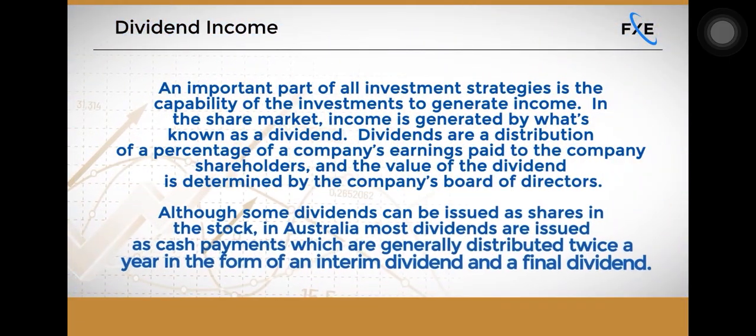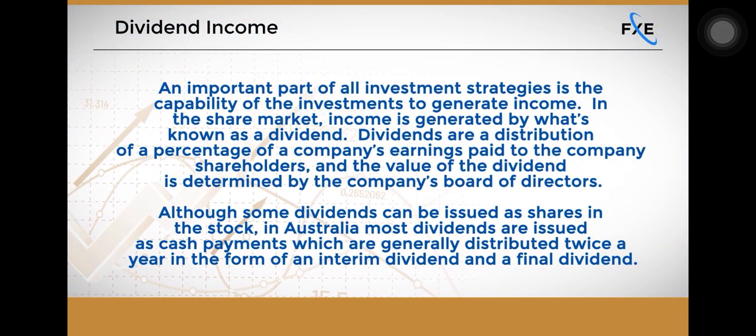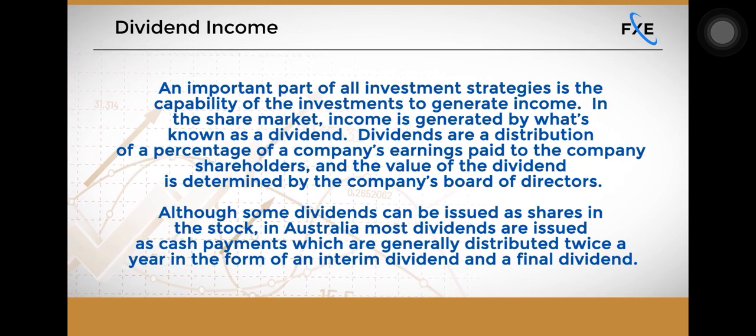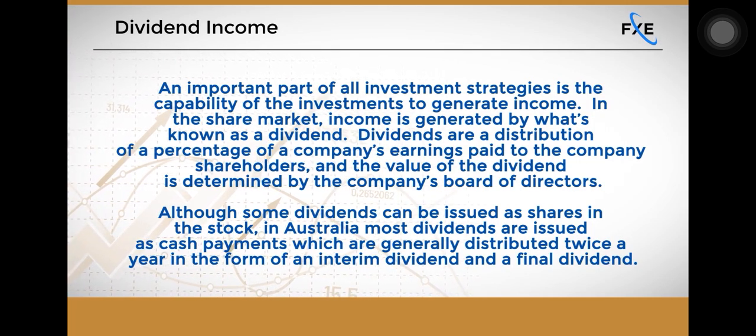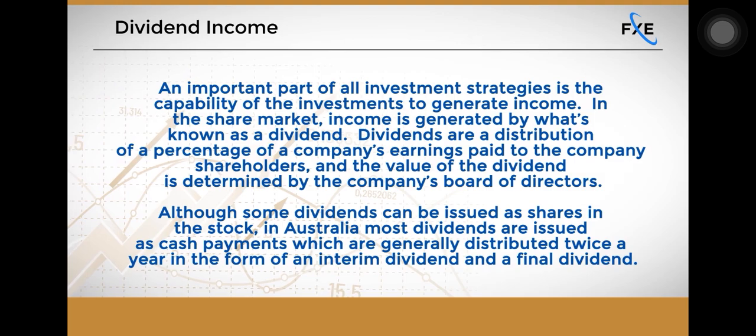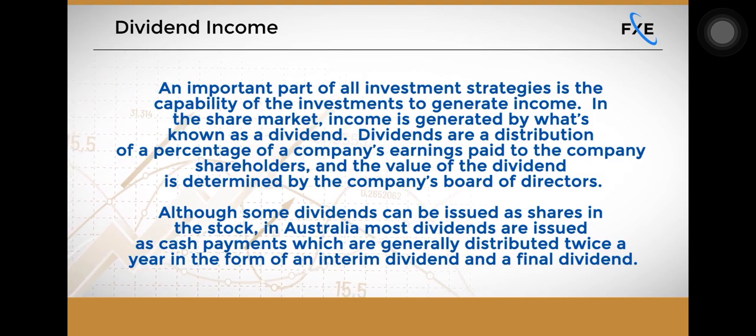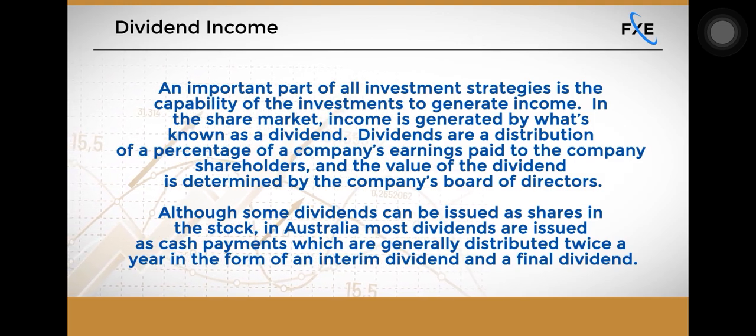An important part of all investment strategies is the capability of an investment to generate an income. In the share market, income is generated by what's known as a dividend. Dividends are a distribution of a percentage of a company's earnings paid to the company's shareholders, and the value of the dividend is determined by the company's board of directors. Although some dividends can be issued as shares in a stock, in Australia, most dividends are issued as cash payments, which are generally distributed twice a year in the form of an interim dividend and a final dividend.